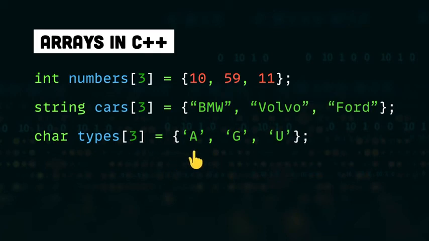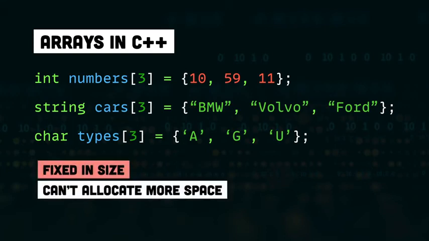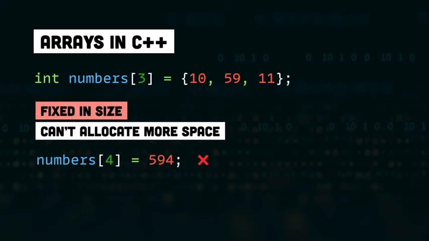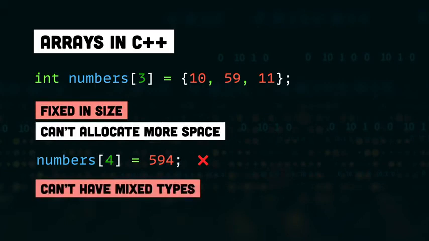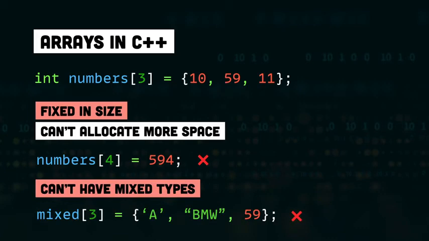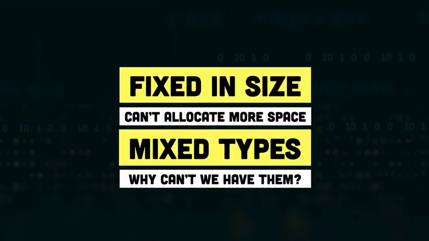Now again, the array that we declare is fixed in size, so you can't allocate more space at runtime. For instance, if there's an array with 3 numbers, adding a 4th isn't possible. Also, mixing different types of values in the array is not allowed. So, we can't have an array with characters, strings, and numbers all mixed together. You might be asking why these restrictions exist. Let's examine them one by one.